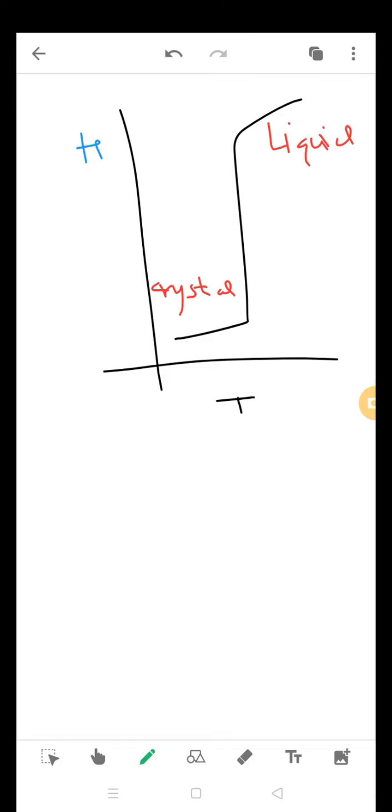Okay, let's concentrate on the liquid and the solid. Now these parts can be interchanged. If it is a liquid and you reduce the temperature, it is basically quenching. This sharp line indicates there is a quenching taking place. So it will solidify and it will form a crystal. Similarly, on increasing the temperature from a crystal, you can suddenly go to a liquid.